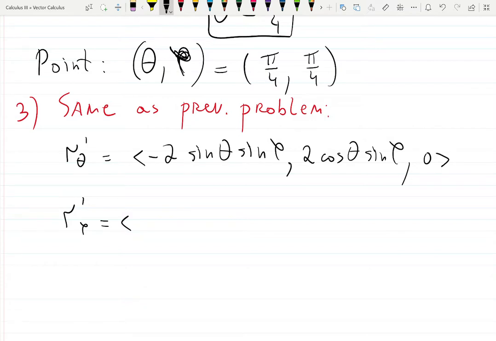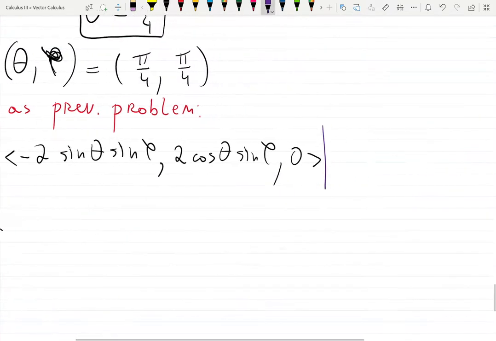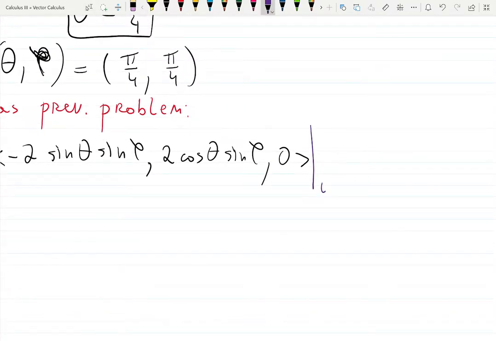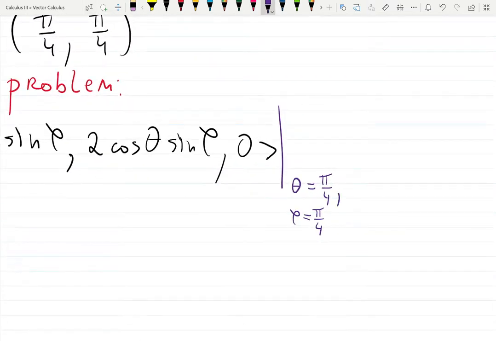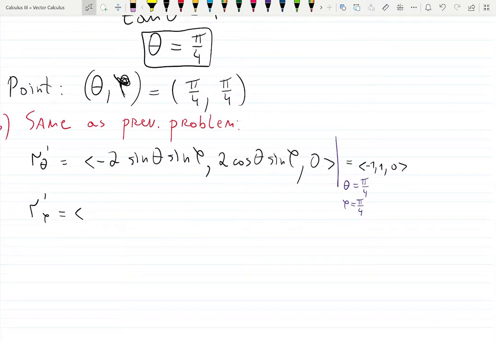Done. Plug in. It's nice to plug in right away. Usually people do a bar like we did before. And you plug in theta is pi over 4 and phi is pi over 4. In the book, it's very interesting, sometimes notation is a comma in a list, sometimes it's a column. Plug in, and you get minus 1, 1, and 0. This is your r1, the derivative with respect to theta, the first tangent vector.